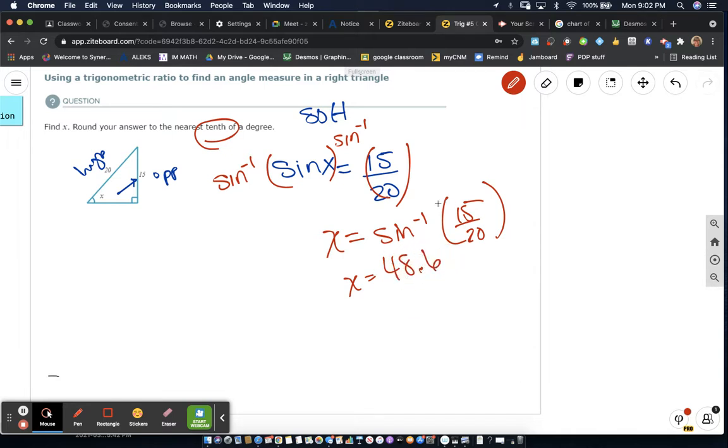When I have you guys solve a triangle, for the take-home test, this is definitely going to be one of the problems where you have to go backwards.